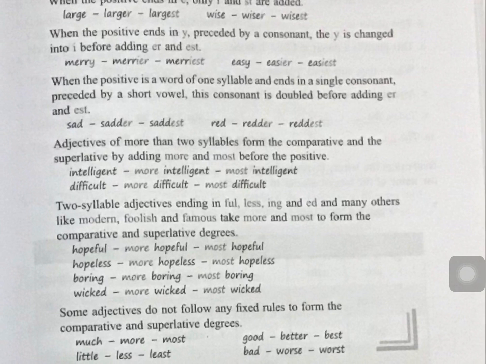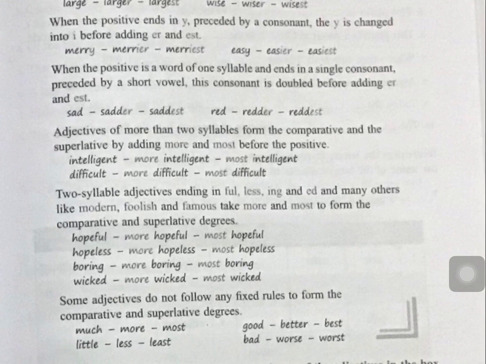If you go through very clearly, preceded means before the letter, followed means after the letter. If you are able to recognize the difference between these two words, then you can understand very easily. Merry, merrier, r-r-y, r-r-i in merrier. Then er is added. In merriest, r-r-i, est is added.